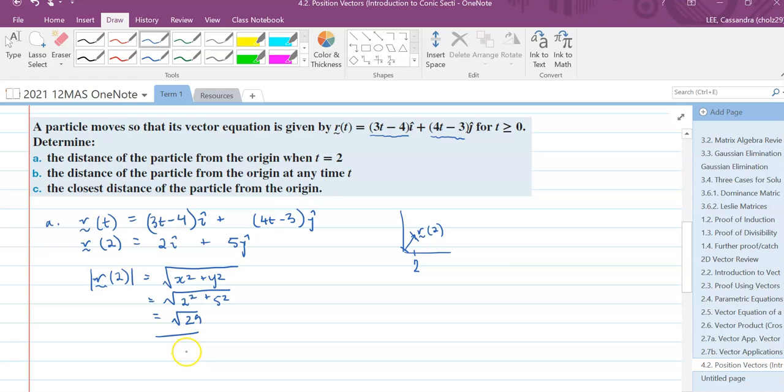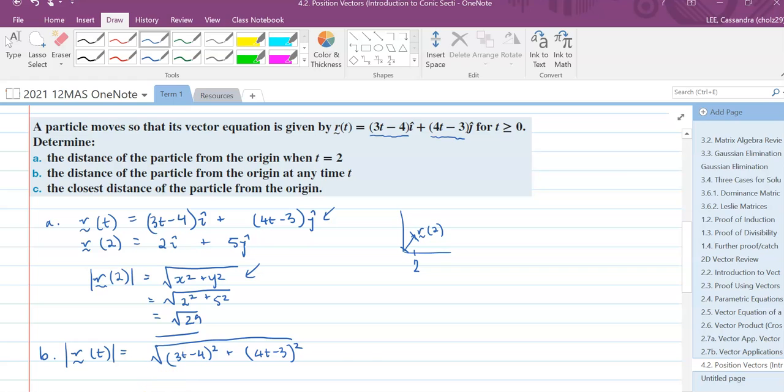If we wanted to find the distance of the particle from the origin at any time t, we can just use this equation here. This time we're just going to substitute in our values for i and for j because we're looking for any time. So the magnitude at any time is going to be given by the square root of our x component squared, which is (3t - 4) squared, plus our y component squared, which is (4t - 3) squared.